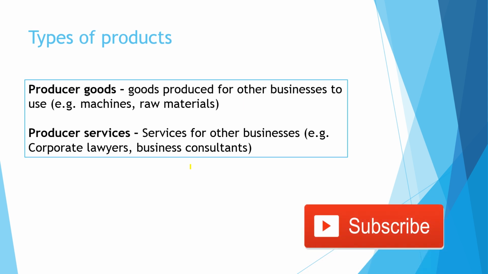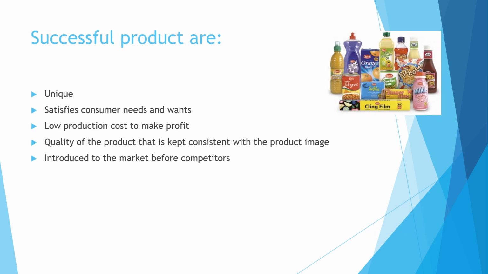Producer goods: goods produced for other businesses to use. For example, machines, raw materials. Producer services: services for other businesses. For example, corporate lawyers, business consultants, ACAS that provides support for businesses and employees. So these are producer services.